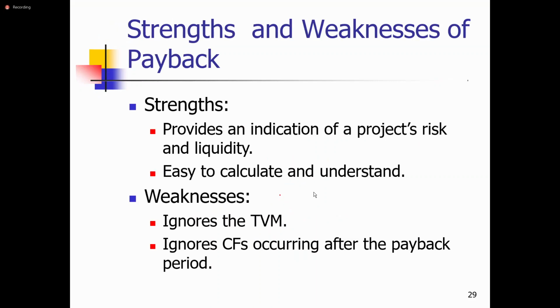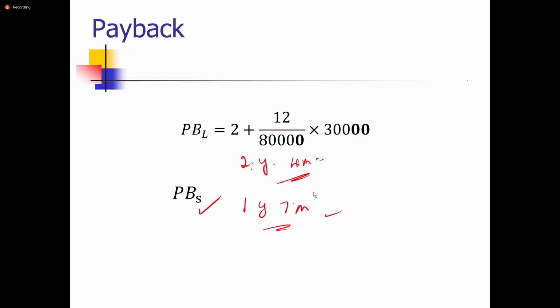When you take the payback, it has some weaknesses as well as some strengths. As a strength, it provides an indication of the project's liquidity. Very simple. Here the cost of the project can be recovered in 1 year and 7 months, so the liquidity is high for this project. What is liquidity? Liquidity is the possibility of recovering your investment. Normally, for an investor, liquidity is the ability to recover your initial investment without significant loss. So this is an indication of liquidity. Here for project S liquidity is high, and for project L liquidity is low.